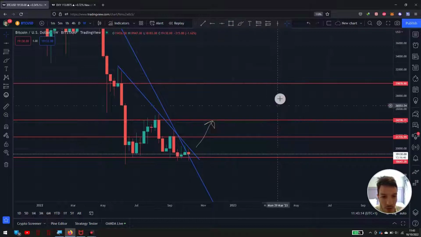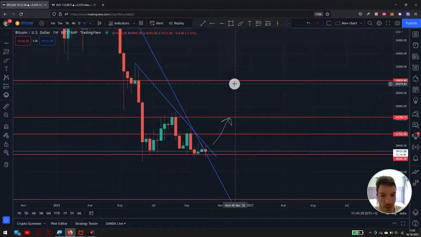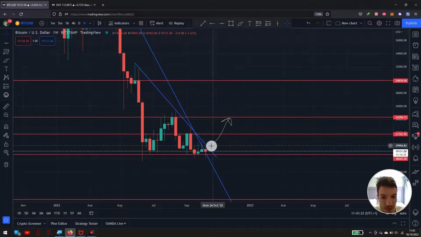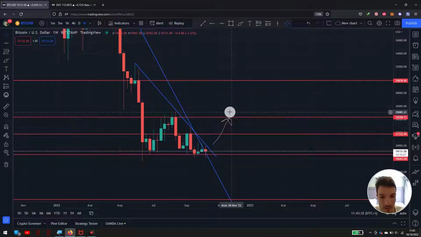But if it goes to the upside, we have these resistance 1, 2, 3. I think it's very difficult for Bitcoin to reach this area here based on what's happening in the world. But if it goes up to this area here, it's very likely to see some reaction, some rejection here at this resistance or this resistance here.